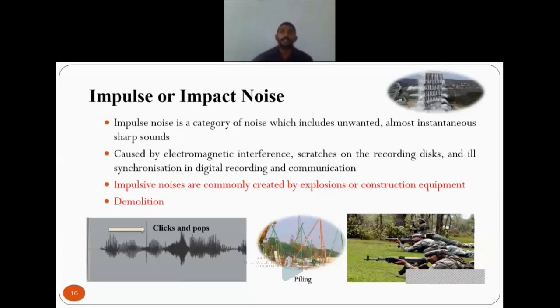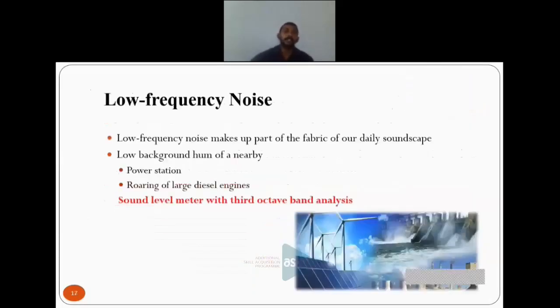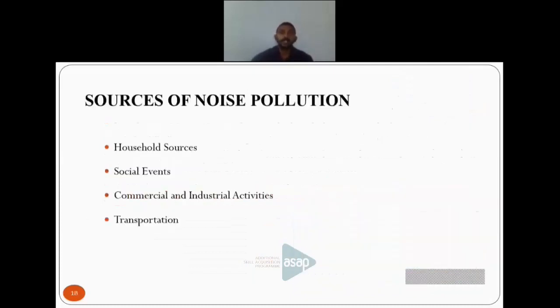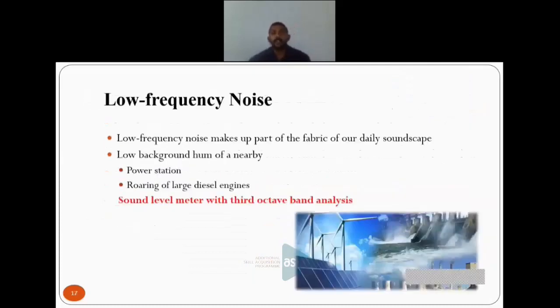Other examples of impulse or impact noise are pile driving and gun shooting. Next, low frequency noise. Low frequency noise comes when a thermal plant or power generating plant is nearby, or roaring large diesel engines are working. Roaring sounds come to us continuously. That is low frequency noise, and it can be measured with a sound level meter with octave band analysis.